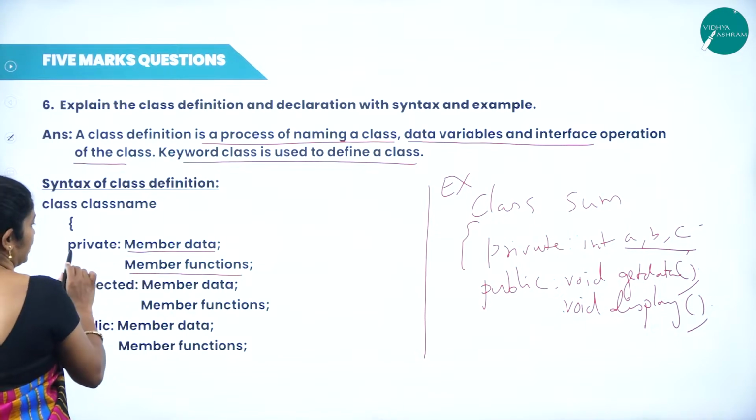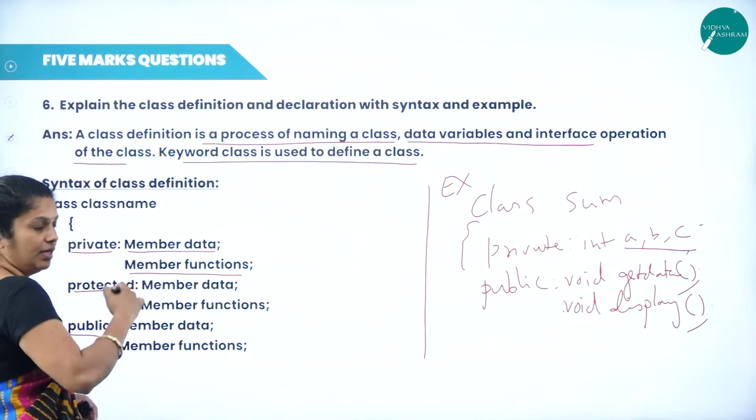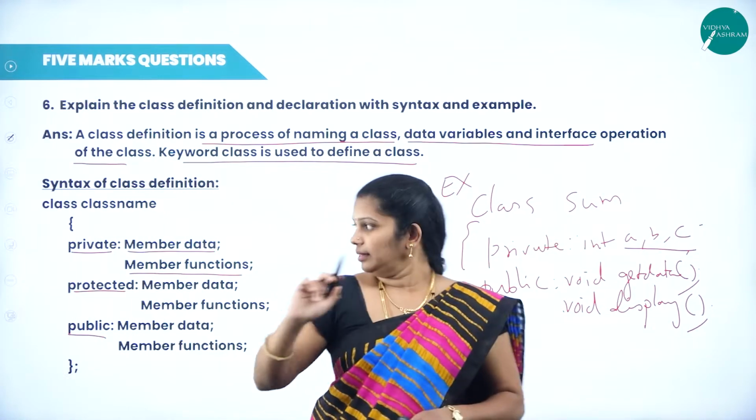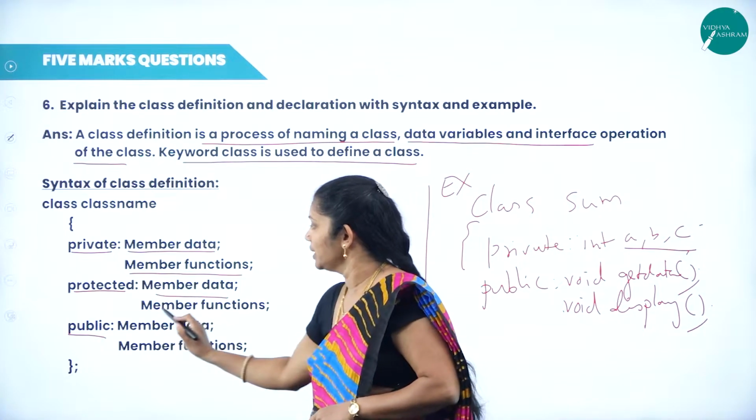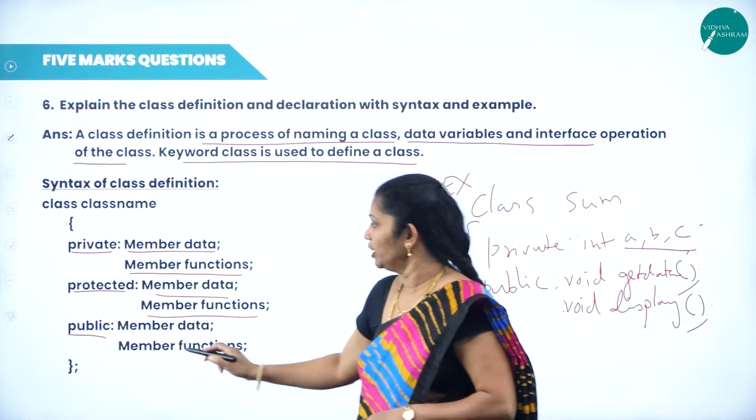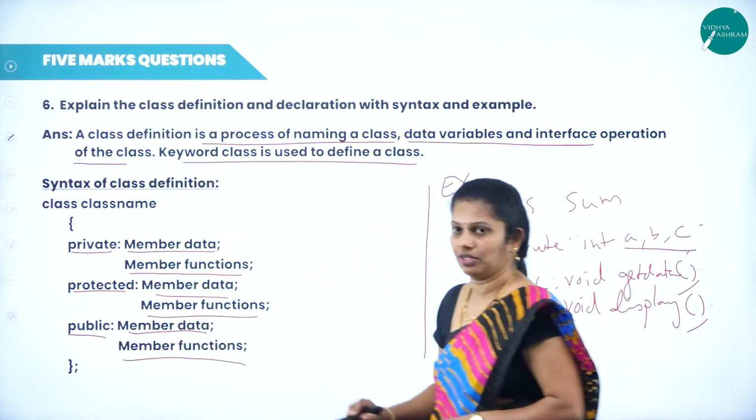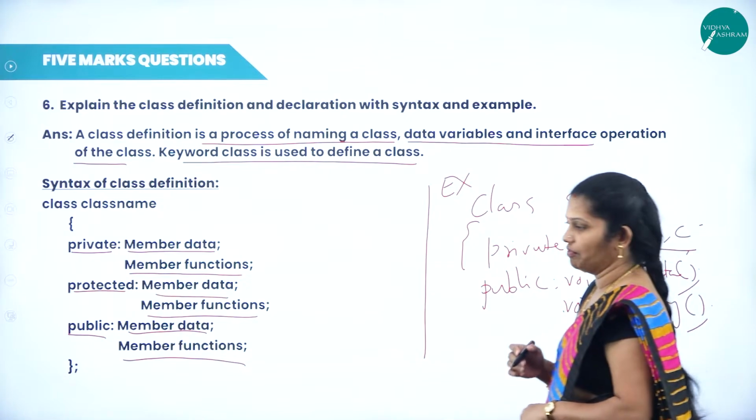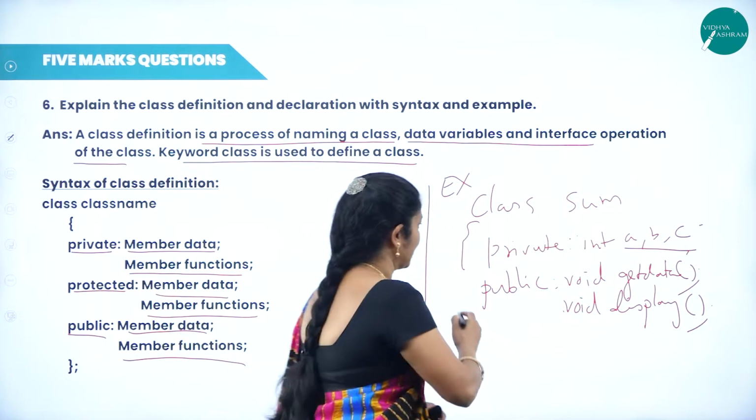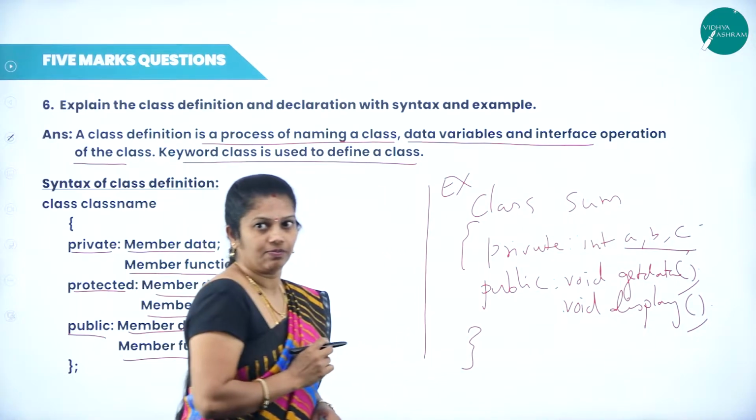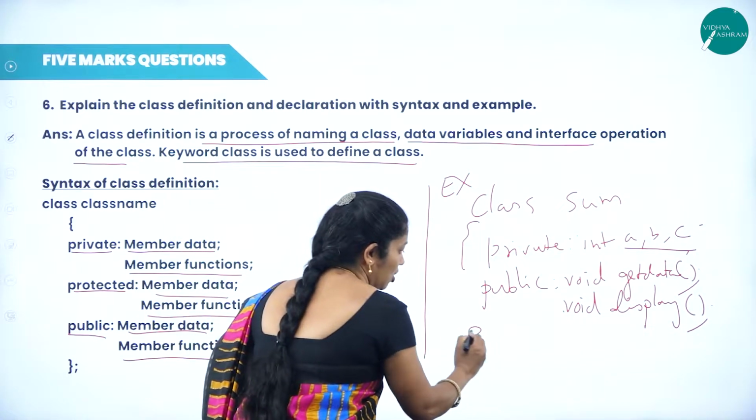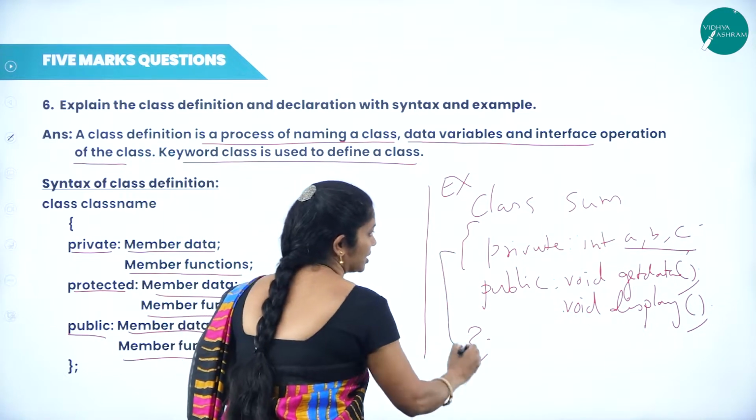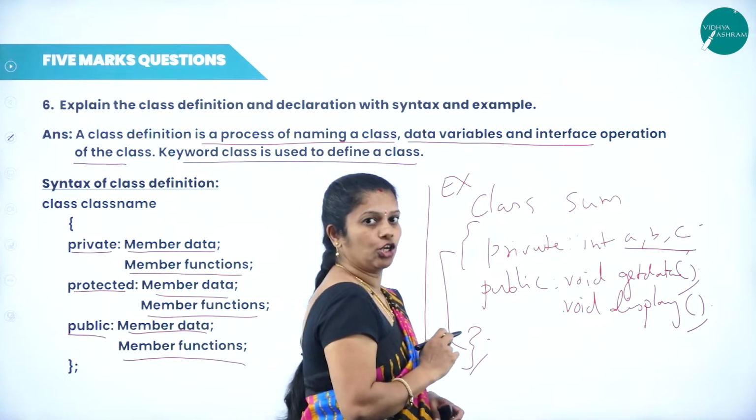We have 3 access specifiers: private, protected and public. In private also we have data members as well as member functions. Next one, in protected also we have data members as well as member functions. In public also we have data members as well as member functions. Write down whichever access specifier you have, then write down the data members and member functions. Afterwards close the class, whichever we opened, here we have to close the flower bracket. To close the class, after writing the flower bracket, compulsorily you have to put a semicolon. This is the opening of the class and this is the closing of the class.